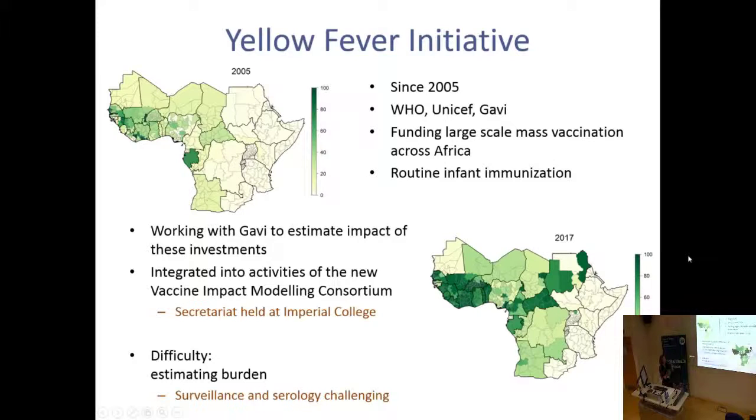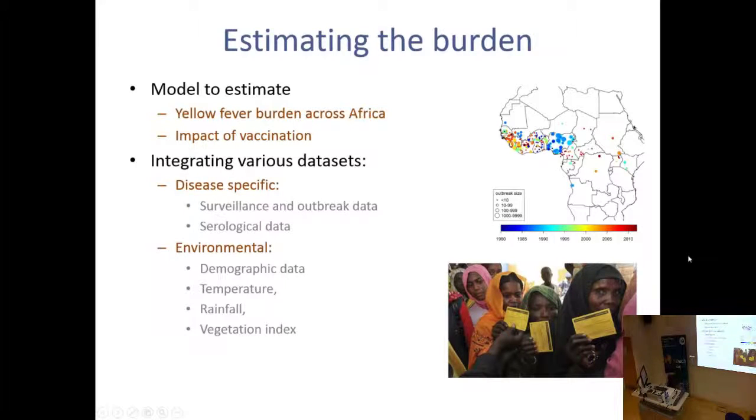So to assess the impact of the yellow fever vaccine, the difficult thing is to estimate the burden, because the surveillance data is quite poor. Yellow fever is hugely underreported, and serology is challenging because there are cross-reactivities with related viruses. However, what we have done is develop a model to estimate the yellow fever burden across Africa. And to do that, we've integrated various different data sets.